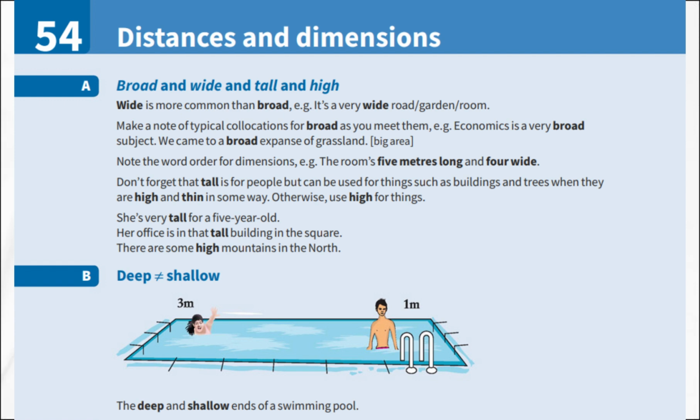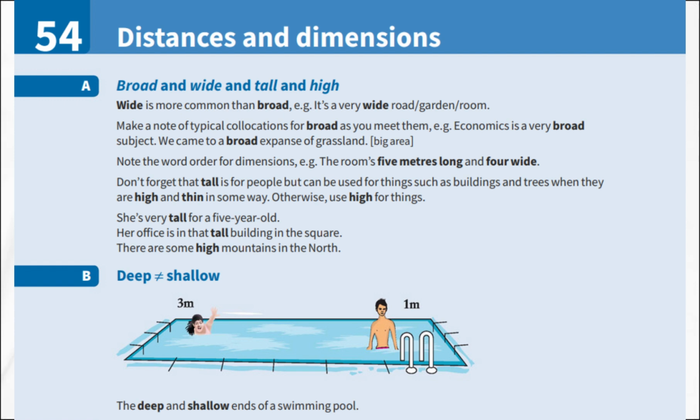Note the word order for dimensions. We say, the room is 5 meters long and 4 wide. Now, tall is used for people. For example, she is very tall for a 5-year-old. But tall can also be used for things that are high and thin in some way, such as buildings and trees. For example, her office is in that tall building in the square. Otherwise, use high for things. For example, there are some high mountains in the north.